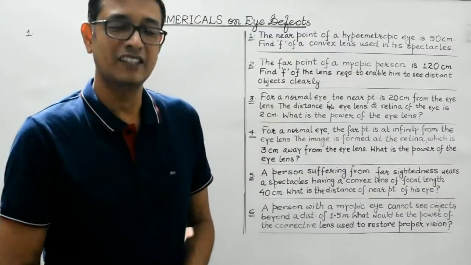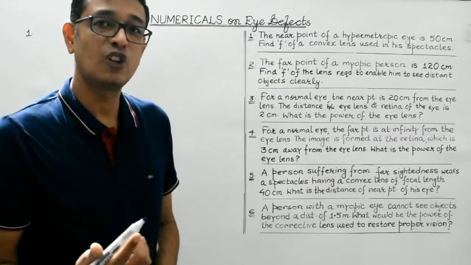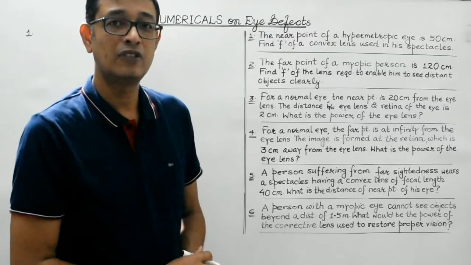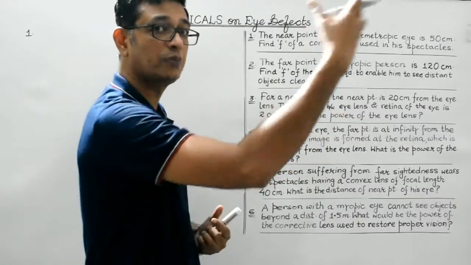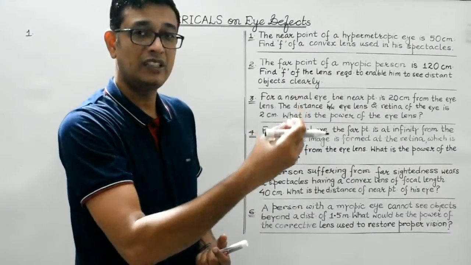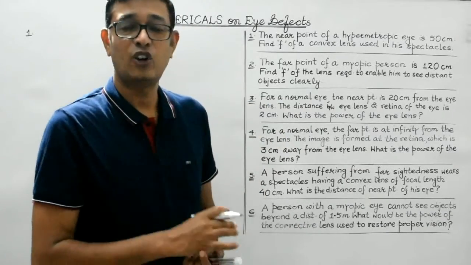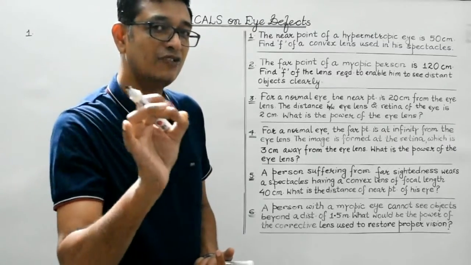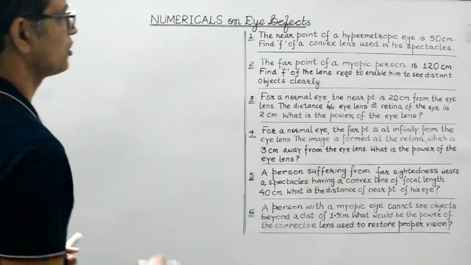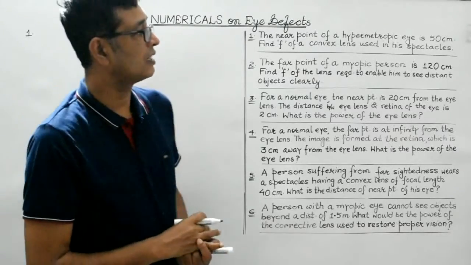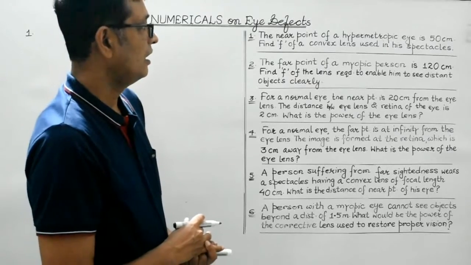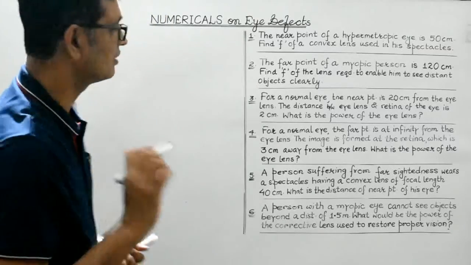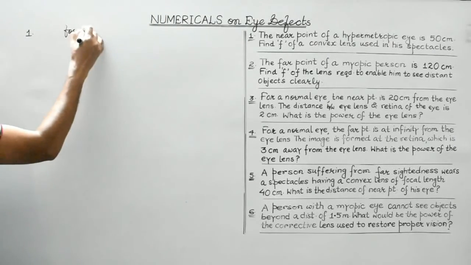First, hypermetropic eye. You are aware, hypermetropic eye is also known as farsightedness. In this case, the person is capable of viewing the distant objects clearly, but is unable to see the nearby objects clearly. And in order to correct the hypermetropic eye, we make use of a convex or converging lens. Right? So let's do this question. Near point of the hypermetropic eye is given to be 50 cm. And you are supposed to find out the focal length of the convex lens, which is to be used in his spectacles.